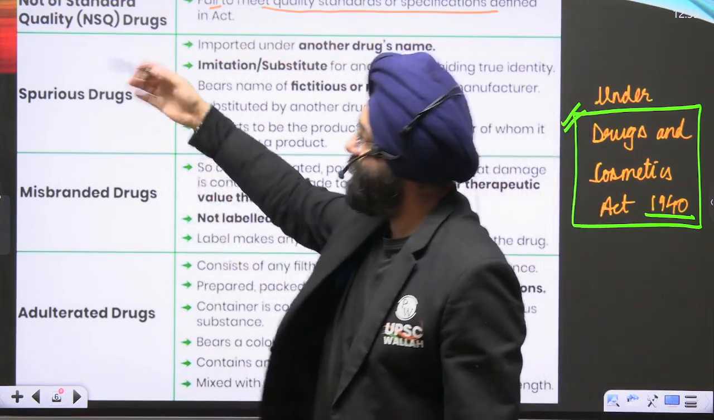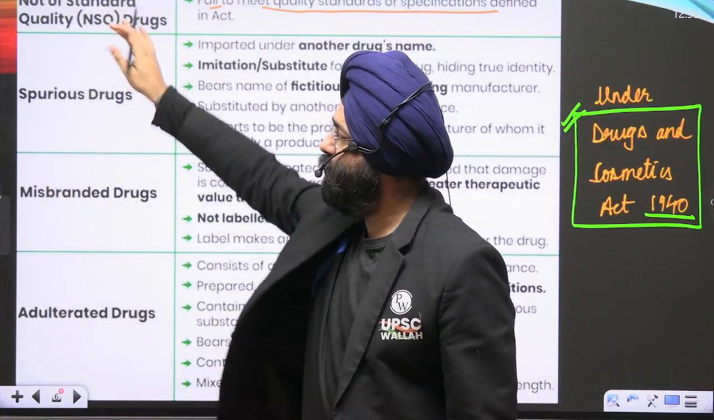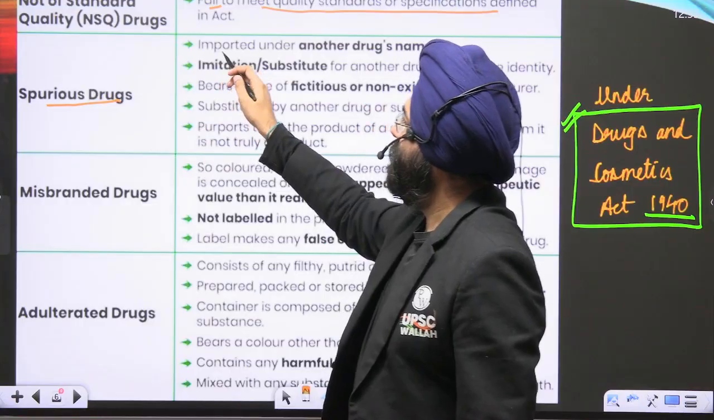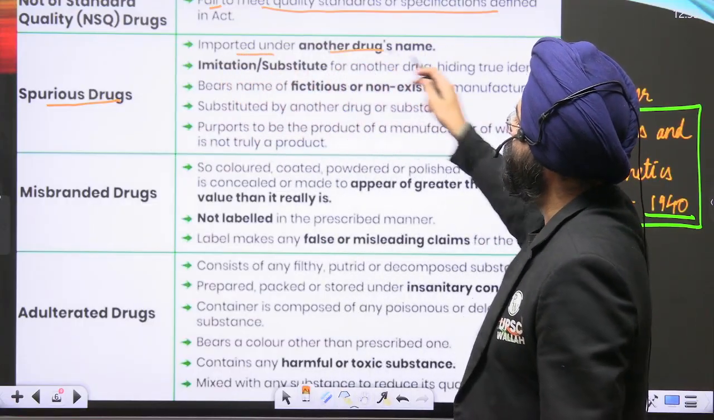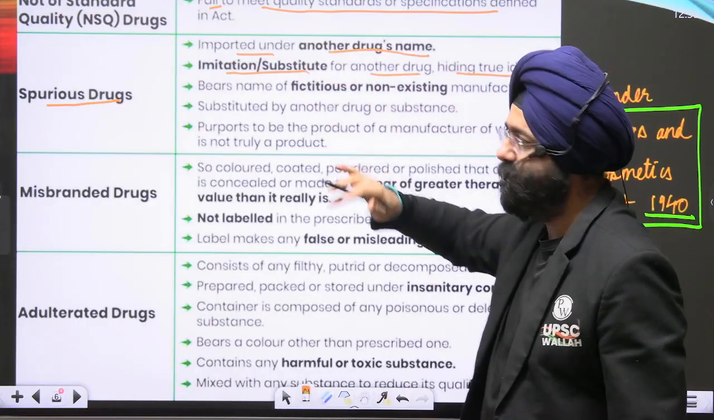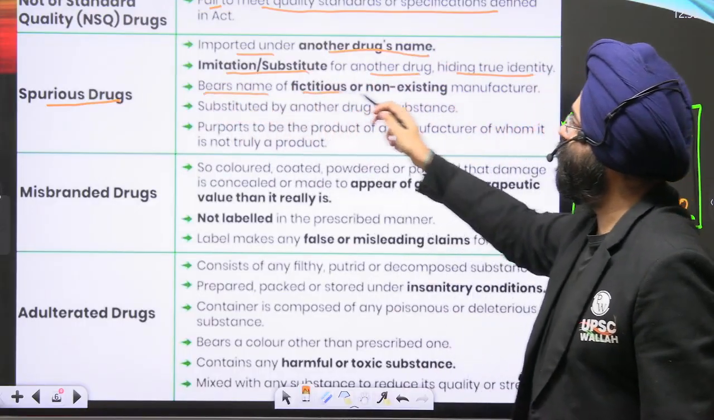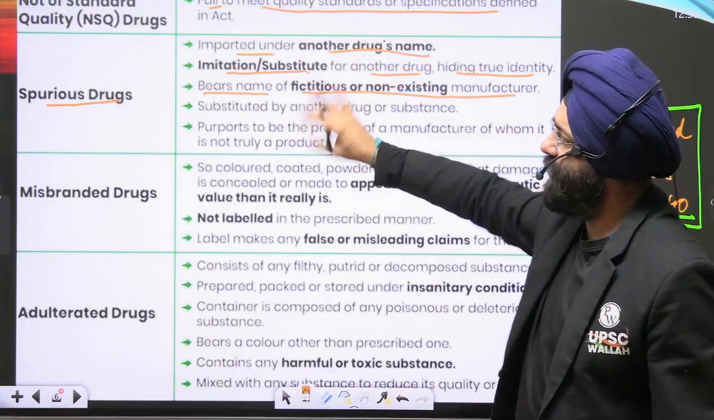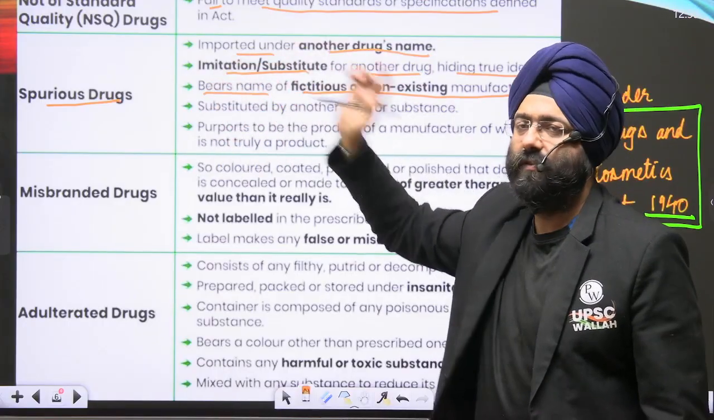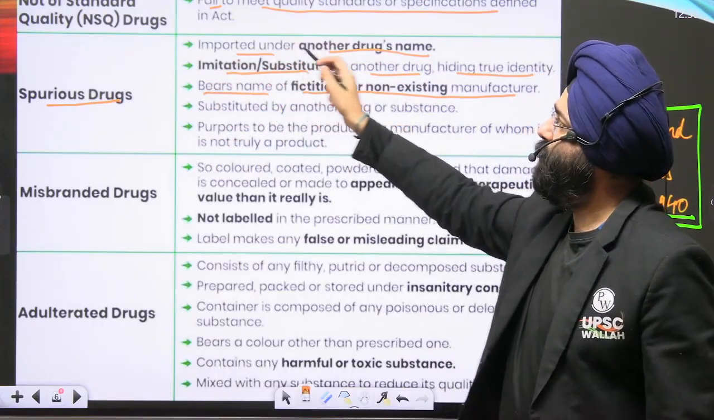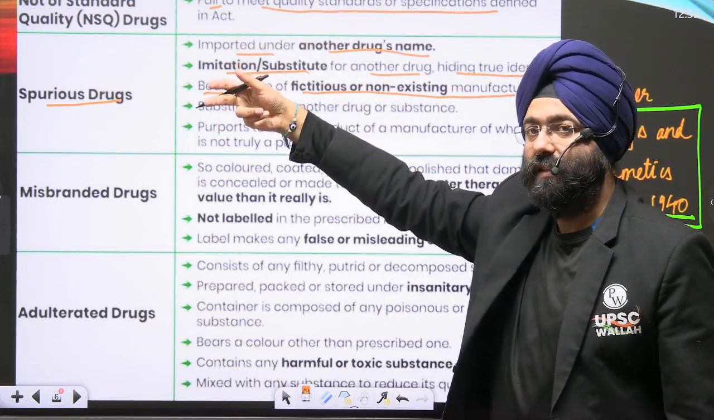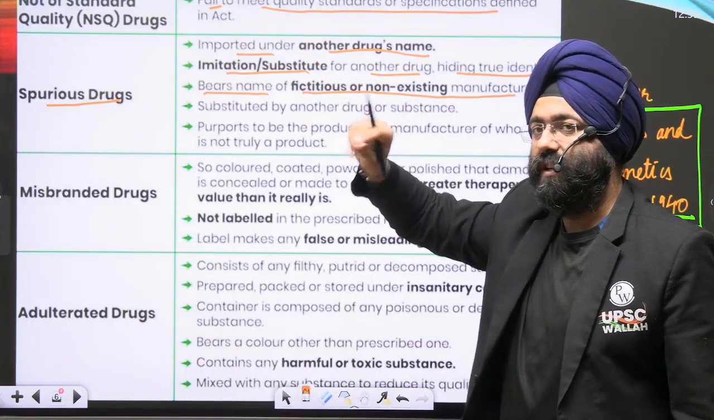Then you have other dimensions, because I'm defining these so you should be able to differentiate between NSQ drugs and the other drugs. Spurious drugs: imported under another drug's name, imitation or substitute for another drug, hiding the true identity, bears the name of a fictitious or non-existing manufacturer. Any of these characteristics, or all of these characteristics, will come under the definition of spurious drugs. Again, imported under another drug's name. It is imported under a drug's name, but doing certain other tasks. That means a constituent or the API of the drug is different.